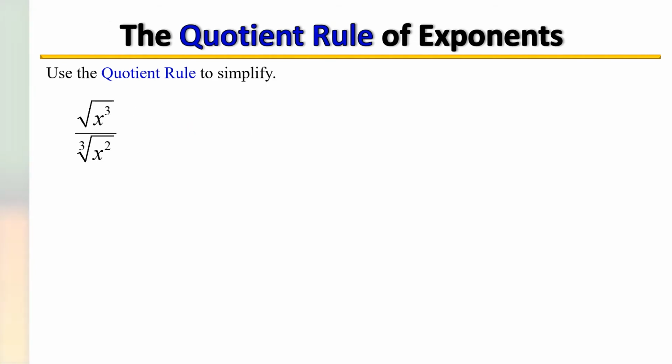Here we're going to still use the quotient rule because it has the same base. If you look under the radical, what we need to do here is rewrite these radicals in exponential form. So if we look at the top here, this is going to be x to the, let's see what our fraction is going to be. It's raised to the 3rd power, so that's going to be on top of my fraction.